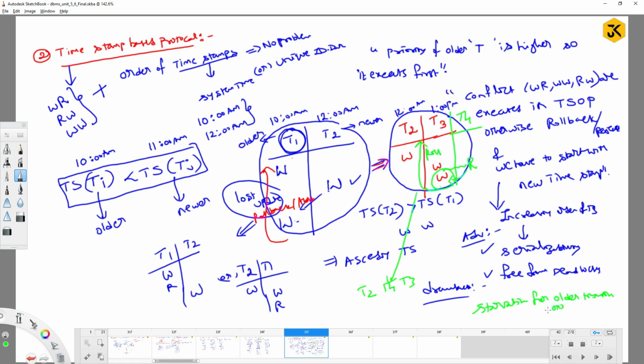Or we can say that if there is starvation, or if there is any kind of conflict operation, we have to make it roll back always, right? More rollbacks or more abort operations are going to happen in this timestamp ordering protocol, right?